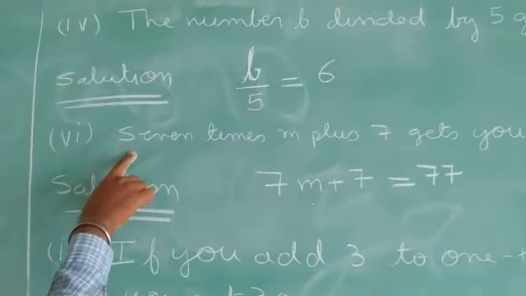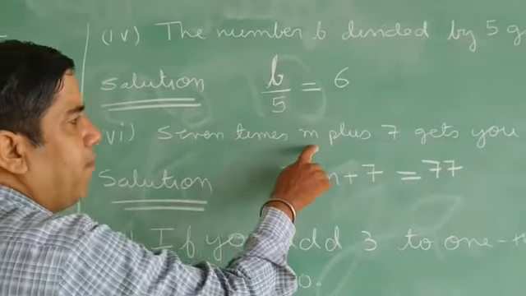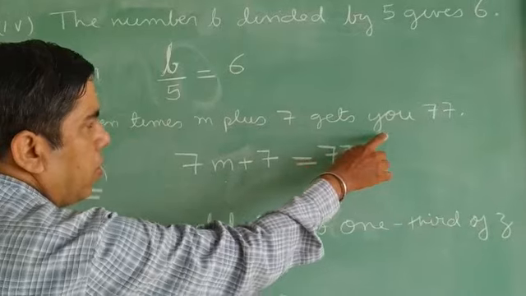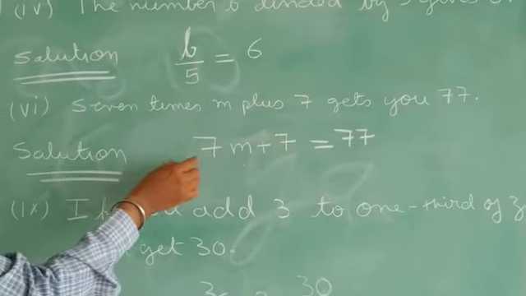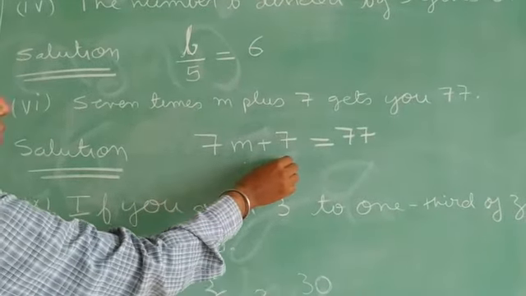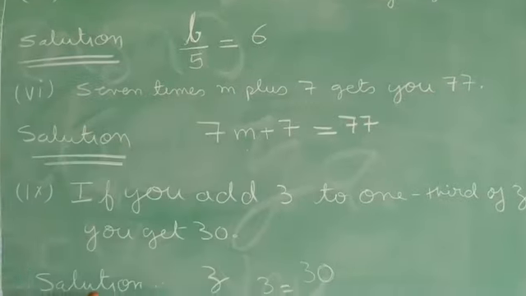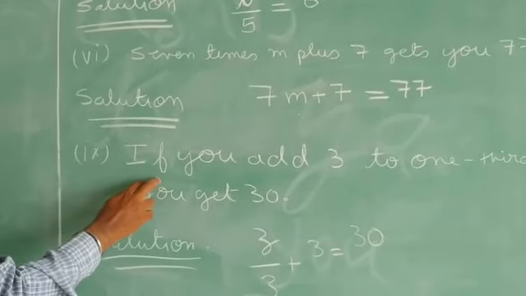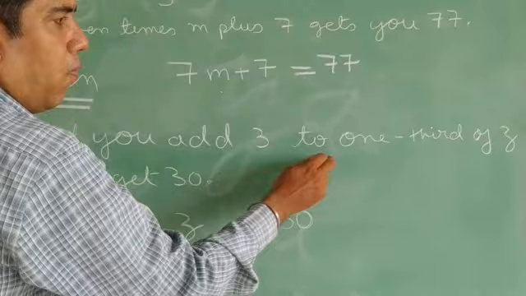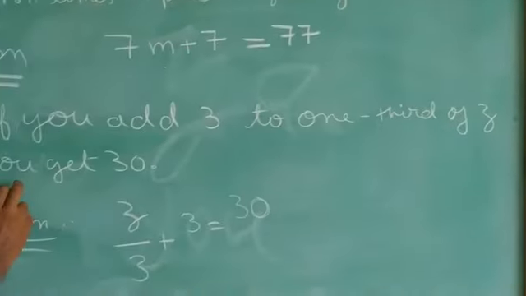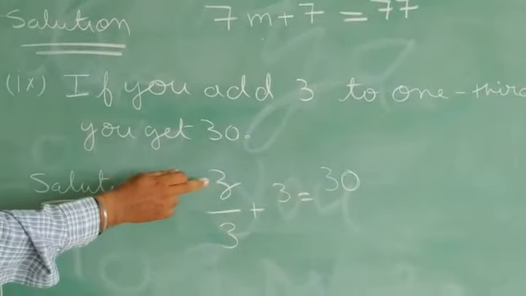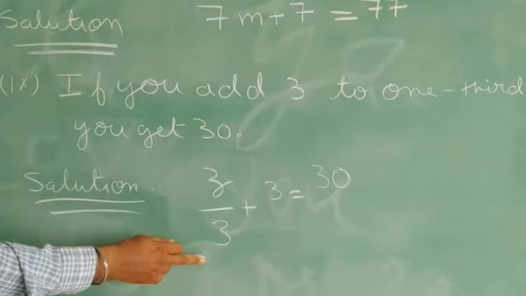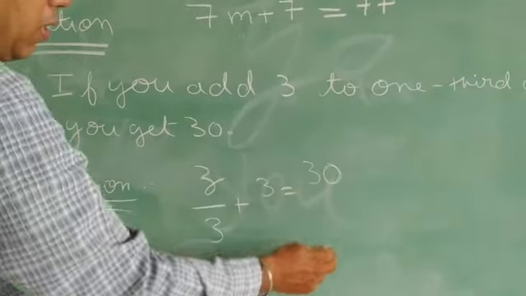Right here. Now, sixth part, 7 times n plus 7 gets 77. 7 times n plus 7 gets 77. Now, 10th, if you add 3 to 1/3 of z, you get 30. So 1/3 of z means z by 3 plus 3 equal to 30.